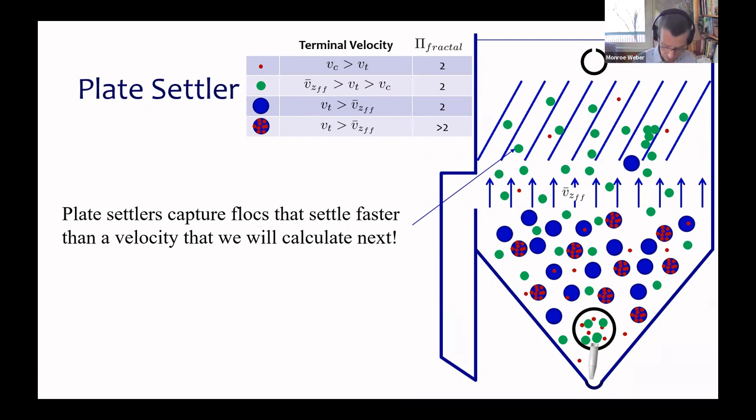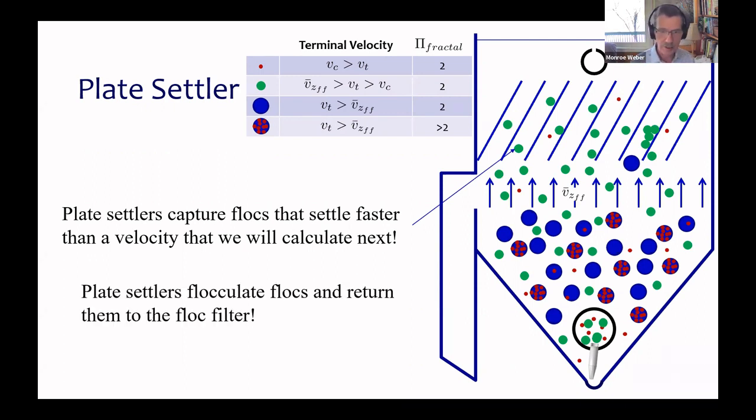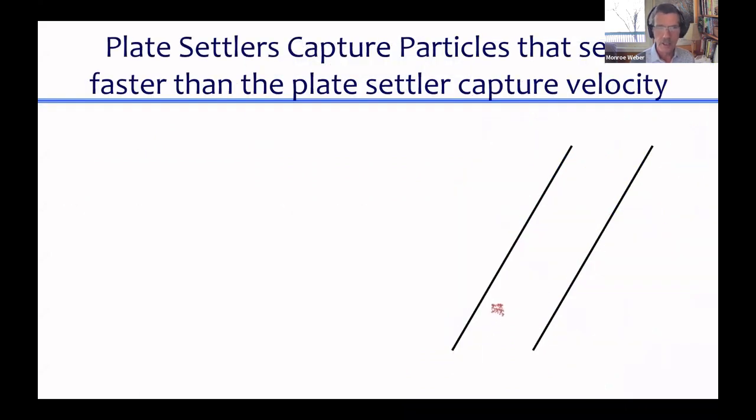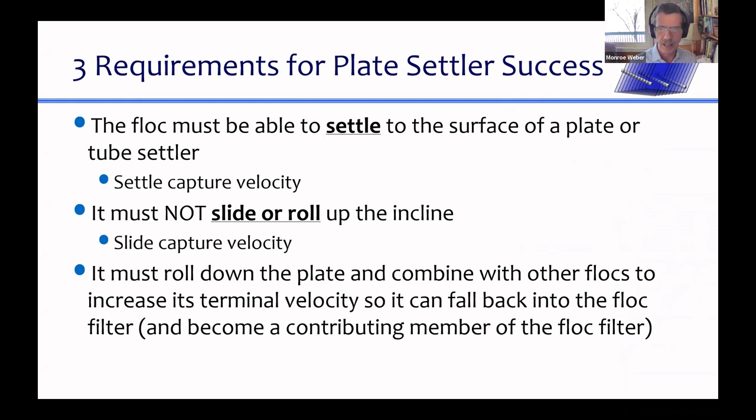Okay, so let's do it. We're going to look at plate settlers. So now this is very different geometry. Now we have plates at an angle, and we've got water flowing up between those plates, and there's our critical path that we've got to have particles follow, and we have to figure out what this notion of capture velocity means on a plate settler.